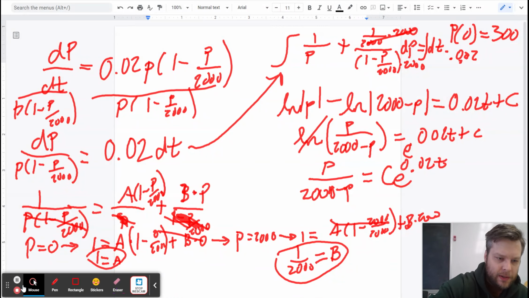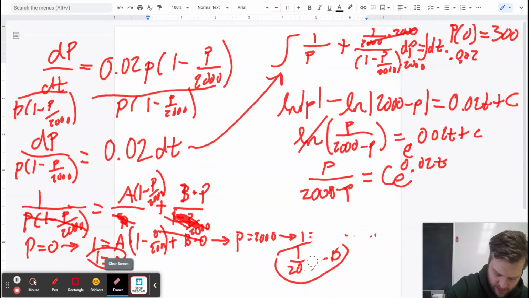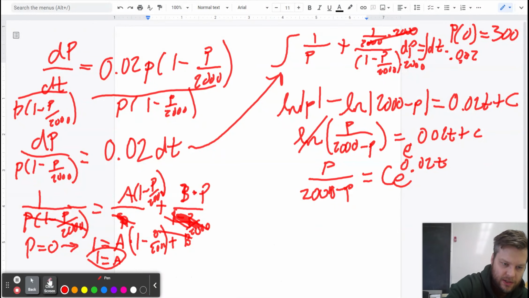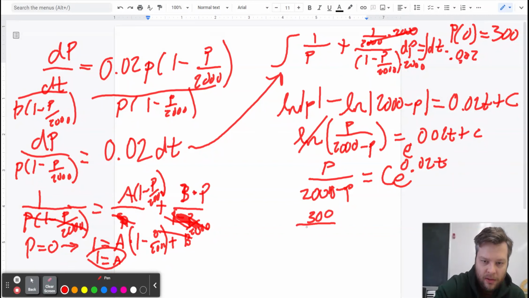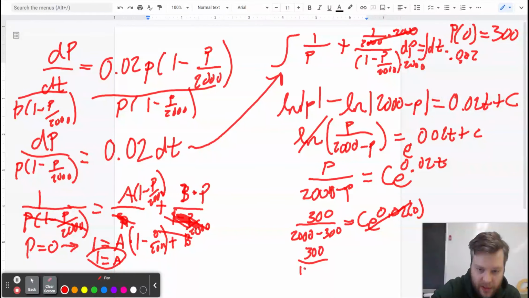I'm going to create a little space here. And what are we supposed to actually do? We know that there's 300 initially, and we're going to estimate the amount after 3 hours. So let's get the c value by plugging in 300 initially. Initially means t equals 0. So we can do 300 over 2000 minus 300, and that's going to equal ce to the 0.02 times 0. That equals 1. So we have c equals 300 over 1700, or just 3/17.